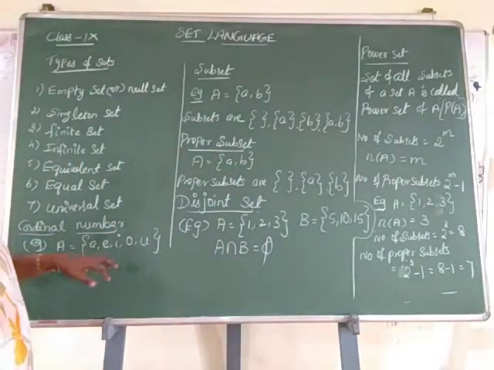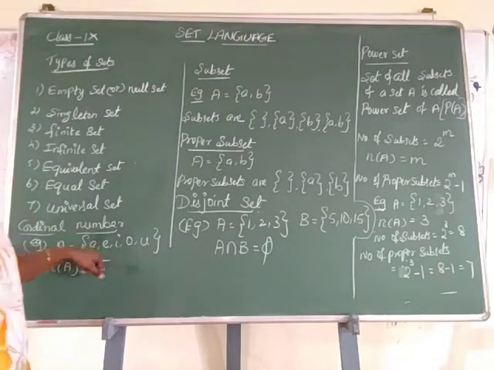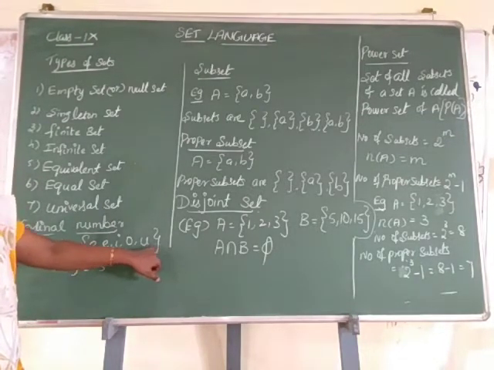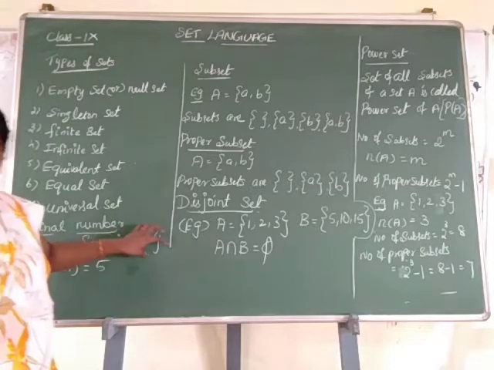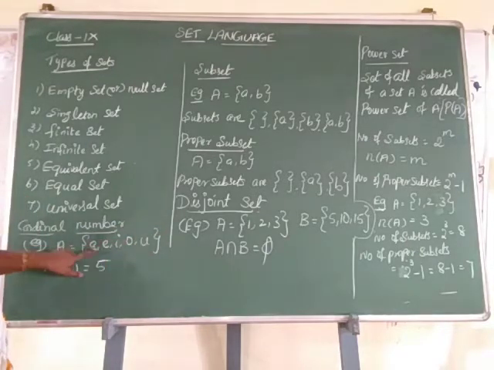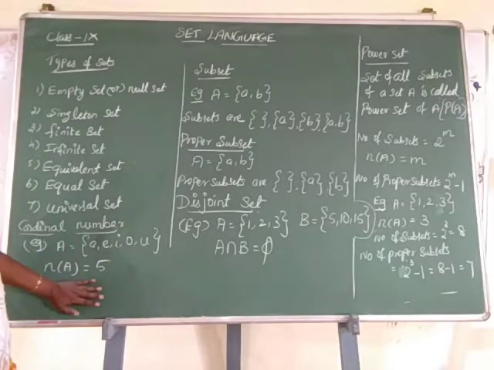See this example, A is equal to the set of all A, E, I, O, U. These are all the elements present inside the set. How many elements are there? 1, 2, 3, 4, 5. 5 elements are there. So n of A is equal to 5.